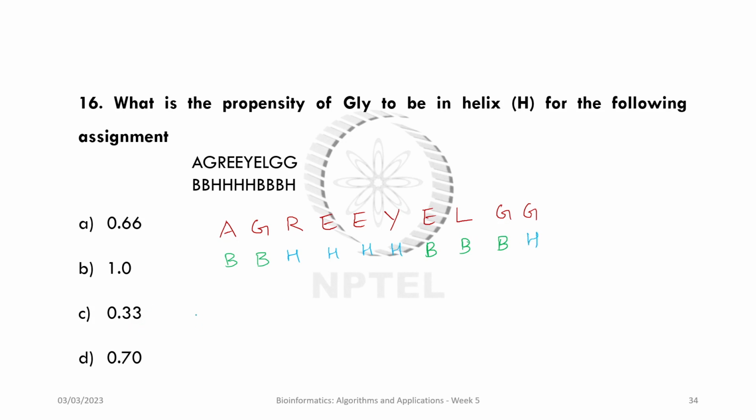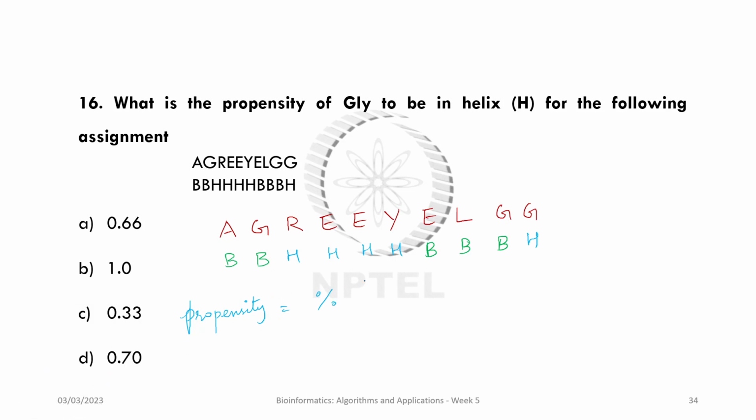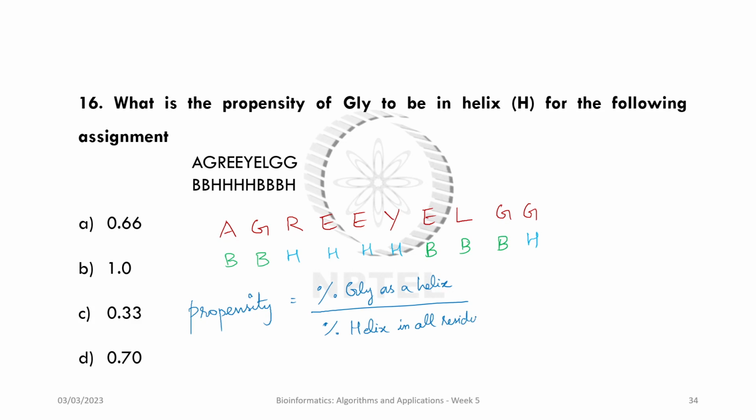Okay. And how do you find propensity? It is the percentage of, maybe I'll change color because I don't know how well this blue is visible. Percentage of glycine as a helix and percentage of helix in all residues. A and C.